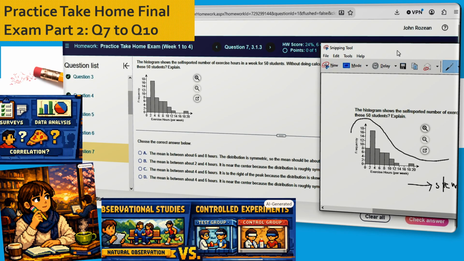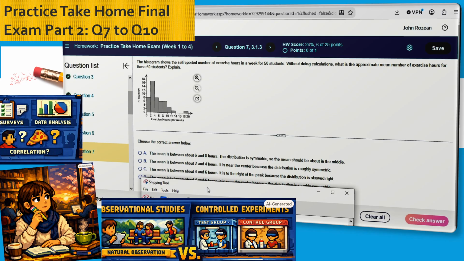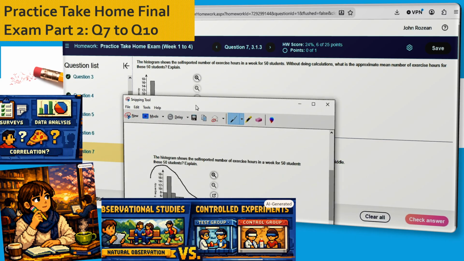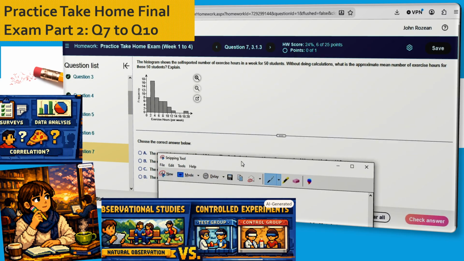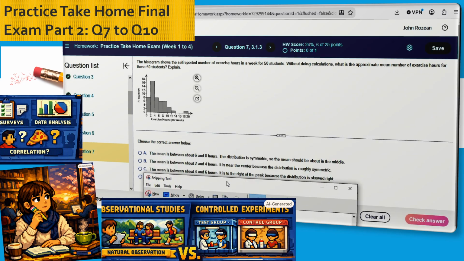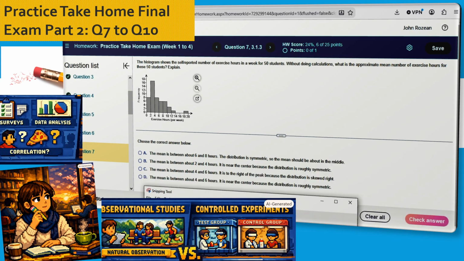It's asking for the mean, which is to the right. It's got to be to the right, right? That mean has got to be over here because it's being skewed. Remember, the mean goes in the direction of the skew. So, in A, it says it's symmetric. It's not symmetric. A is out.